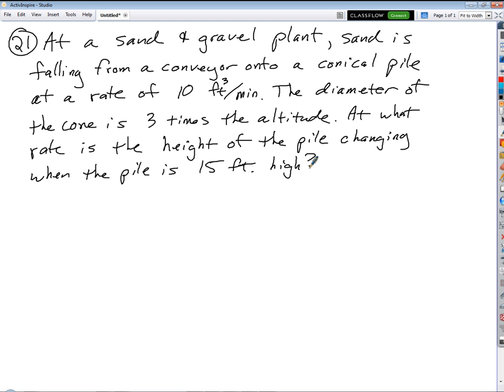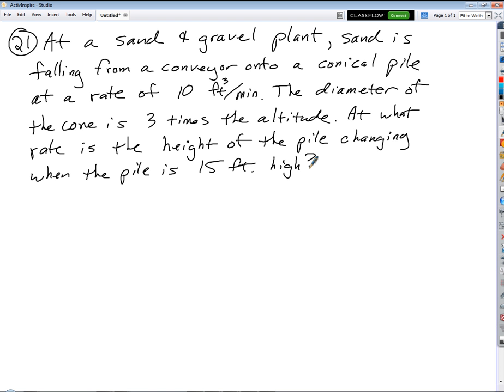Okay, so there's our problem. We've got sand falling off this conveyor belt onto this conical pile that just keeps growing. The nature of the sand is such that the conical pile has a specific shape. The diameter is always 3 times the height, or the altitude. The sand is being added to the pile at a rate of 10 cubic feet per minute. And we want to know at what rate the height of the pile is changing when the pile is 15 feet high. That's pretty cool that we're going to be able to do that.